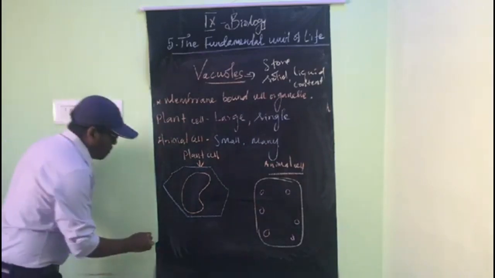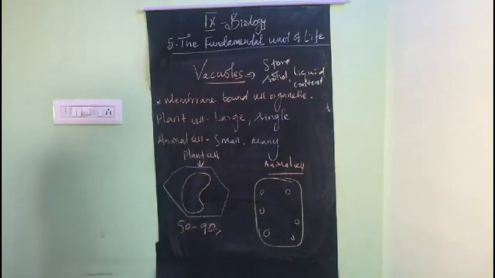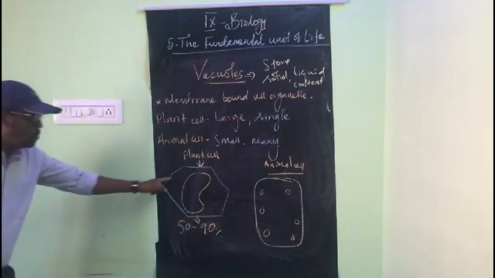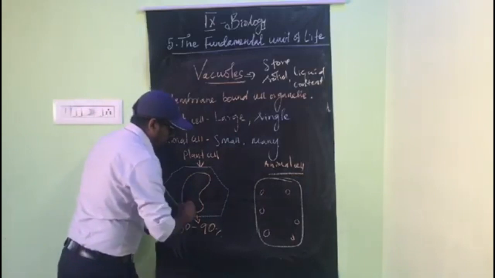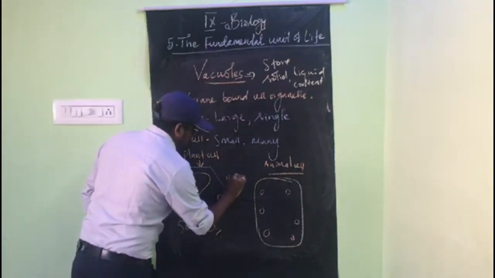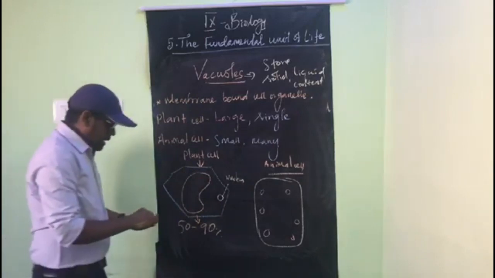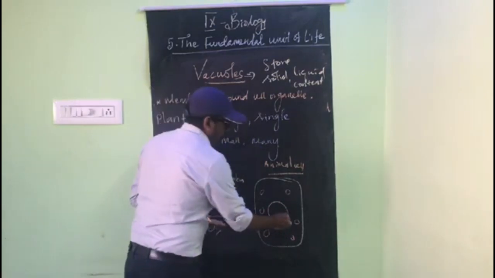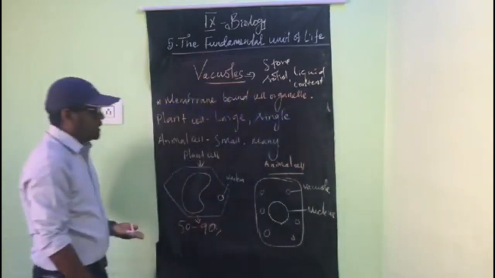Okay, the vacuoles occupy 50% to 90% of the total cell volume. So in the plant cell, it is huge and single. So what happens? Automatically the nucleus will go to the corner. This is the nucleus. So the center is occupied by the vacuole, and the nucleus comes to the corner. But in the animal cell, the nucleus is located at the center because the vacuoles are small.